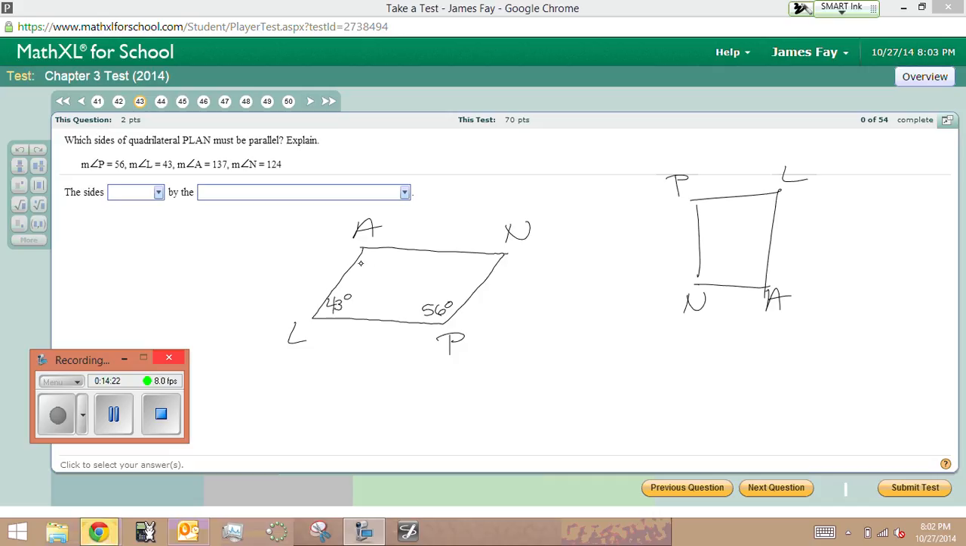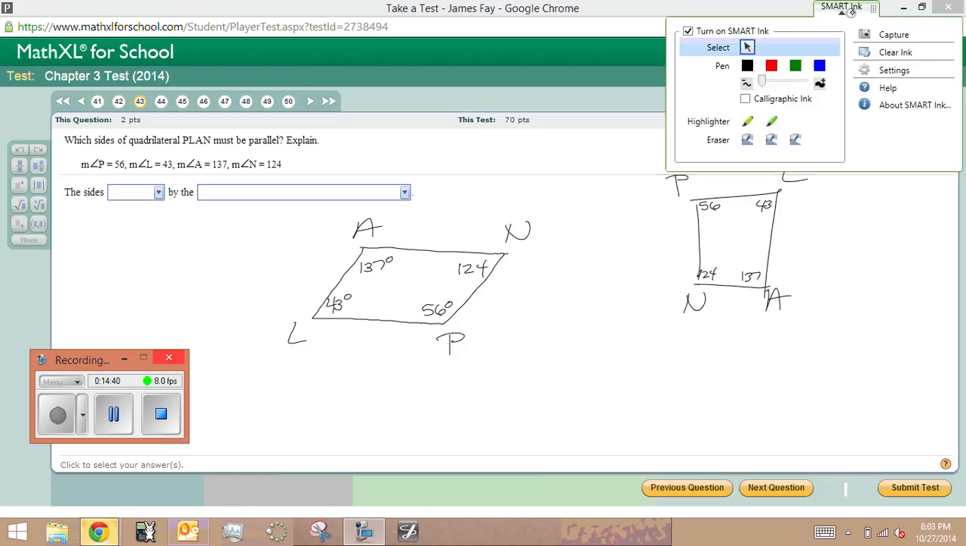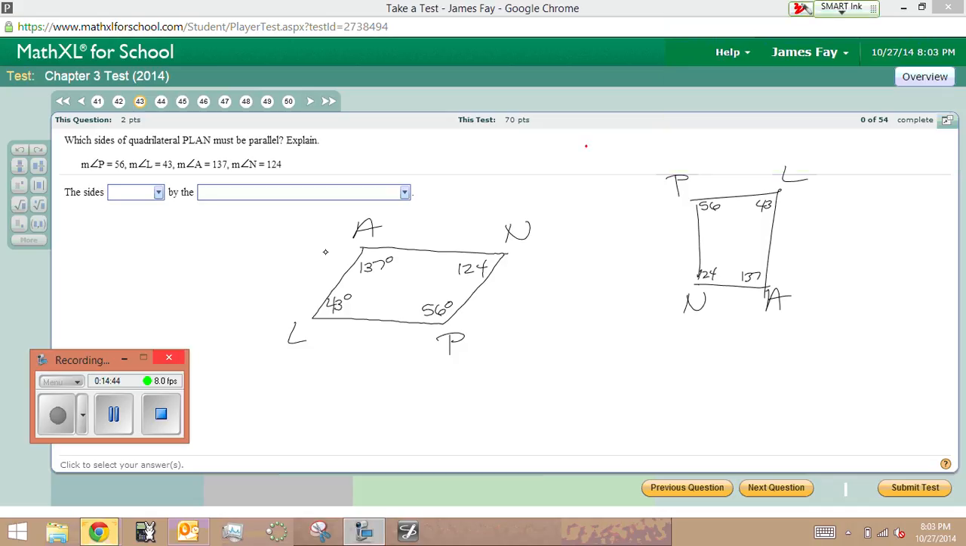A is 137. And N is 124. Okay. If I did that over here, this would be 56. L is 43. N is 124. And A is 137. Now, we have to use our idea of, in this case, supplementary angles, because that angle there and that angle there are supplementary.